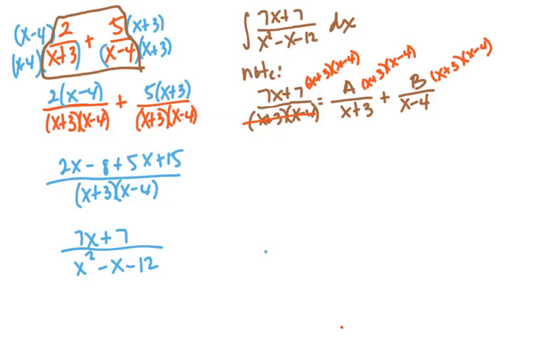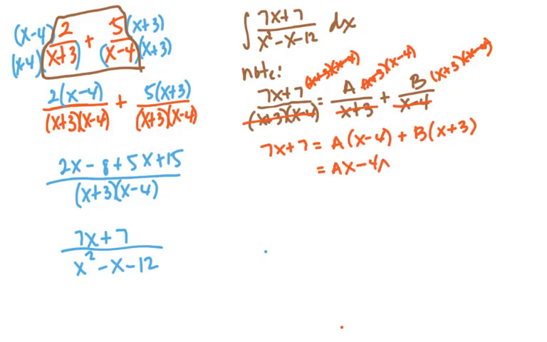So on the left-hand side, they're all gone. We have 7x plus 7 equals. On the right-hand side, we cancel out the x plus 3, so we have A times x minus 4, plus B, the x minus 4's cancel, times x plus 3. Don't cross the equal sign. So here we have Ax minus 4A plus Bx plus 3B.